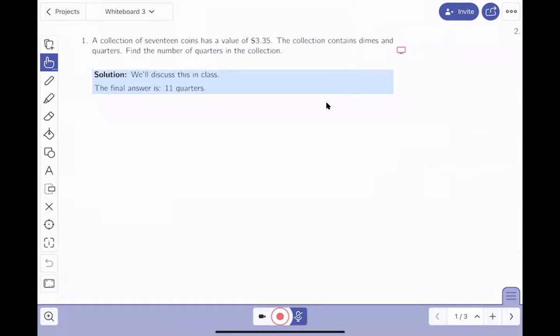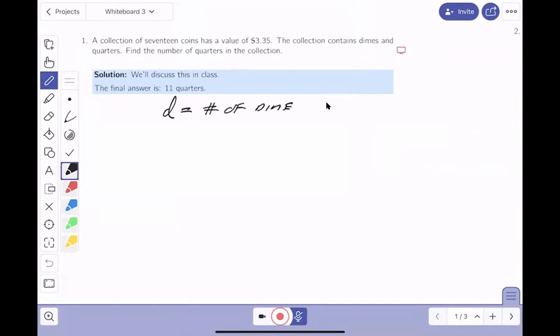So D, now some people say, oh, D's dimes. No, D is the number of dimes. So there could be 1 dime, 2 dimes, 3 dimes, 4 dimes, and so on. And what else is there? There's quarters. So I'm going to say Q isn't quarters. It's the number of quarters. So D represents the number of dimes and Q represents the number of quarters.